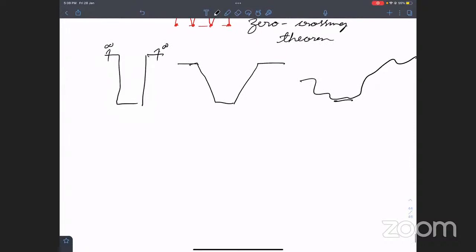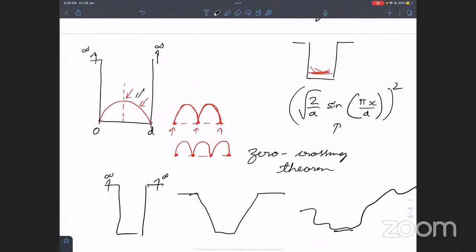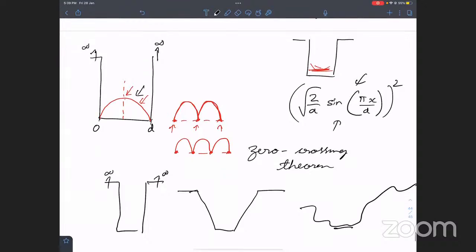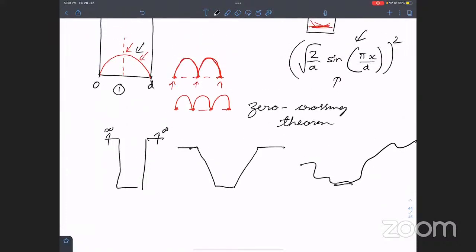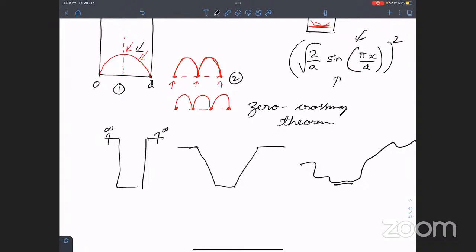It says in any general well, okay, so in a very complicated well like this, your answer will not be so simple. It will be something very complicated. Doesn't matter what it is. The first eigenstate will have no zero crossings in the middle. Second eigenstate, n equal to 2 quantum number, will have exactly 1 zero crossing in the center. Third eigenstate will have 2 zero crossings in the center, and so on and so forth.